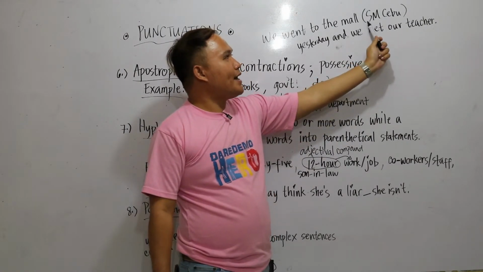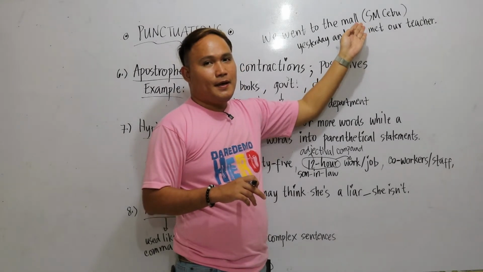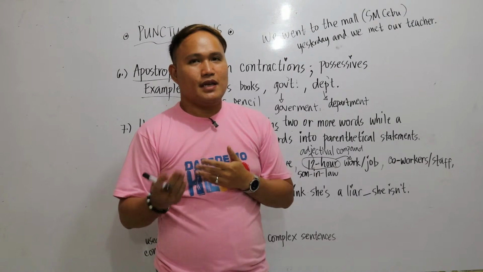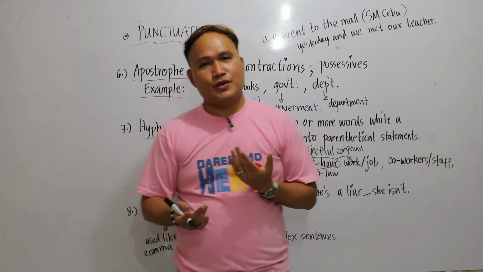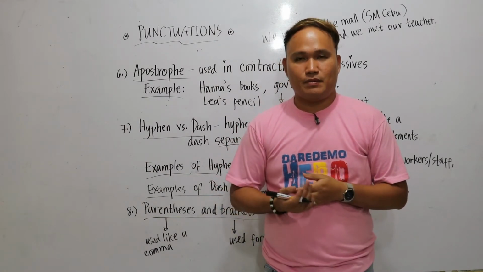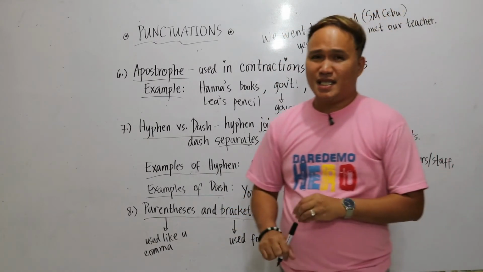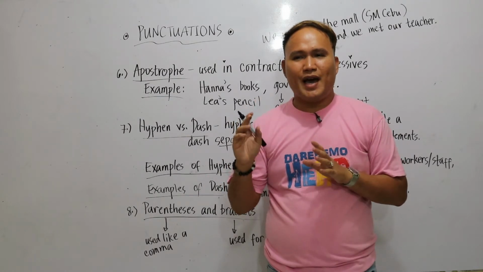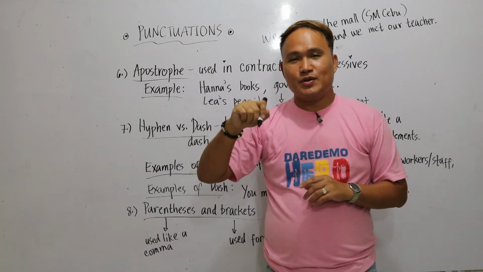Now notice I have enclosed SM Cebu with a parenthesis because I want to emphasize. I want to give you the name of the mall. So that's SM Cebu. Okay? So again, parenthesis is used like a comma. You are adding something, adding information. Okay? For brackets, however, these are used for complex sentences. So if you want to add more details, you are going to use brackets.